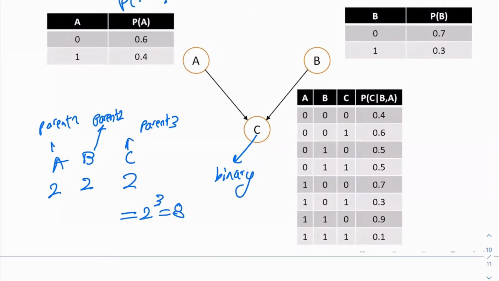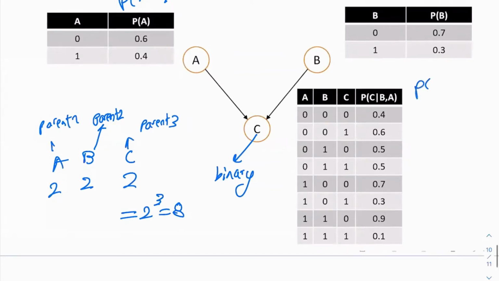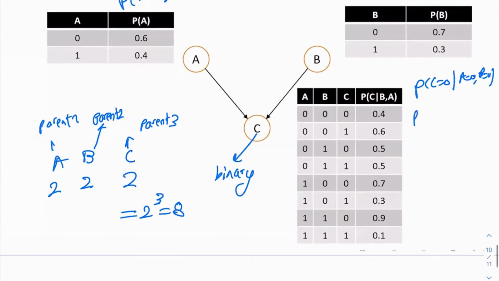Let's go over this table together. What it means is, what is the probability that C equal to 0 given A is 0 and B is 0? Now, whatever this value is, 0.4. Then what's the probability C equal to 1, given A is 0, B is 0? This is equal to 0.6, because they have to add up to 1.